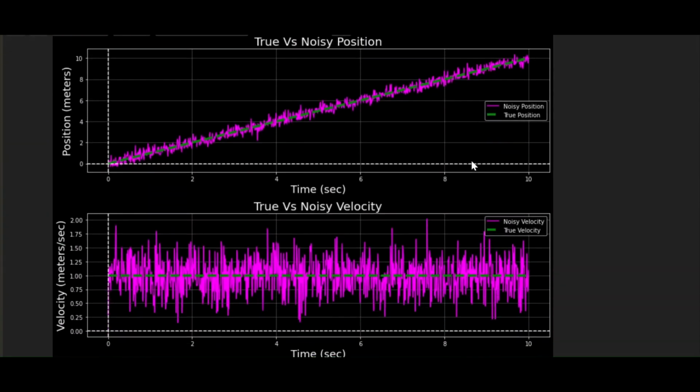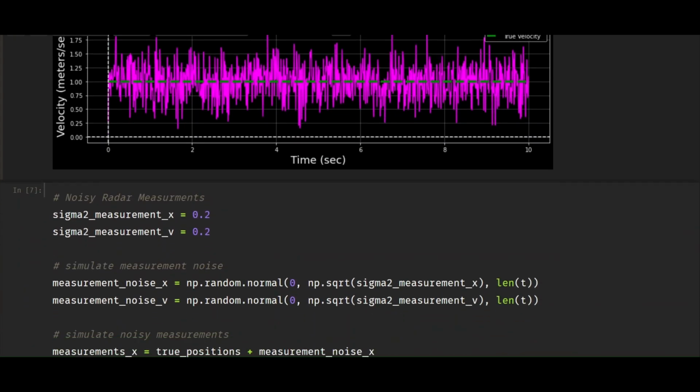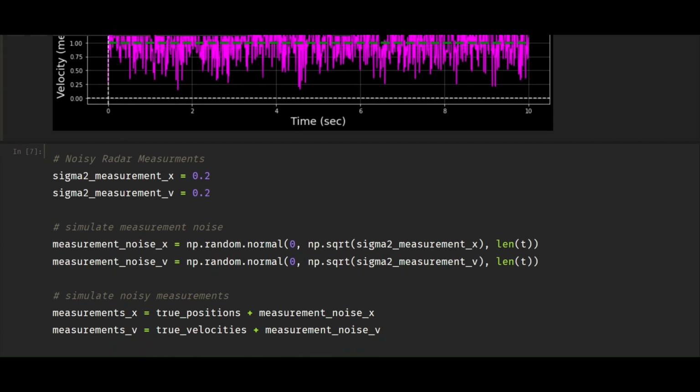So here you can see the first plot is that of true versus noisy position. The green line indicates the true position of the car, and the magenta line, which is oscillating around it, is depicting the noisy positions of the car because of the process noise. And similarly here, green line is indicating the true constant velocity, but because of process noise, it is bouncing up and down around this green line. So far so good. We have been able to simulate true motion of the car, and we have also been able to simulate the noisy motion of the car due to process noise.